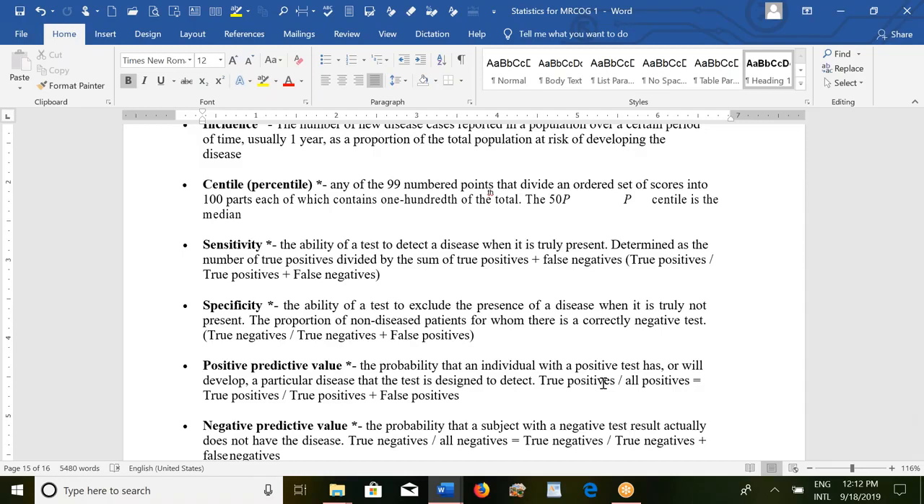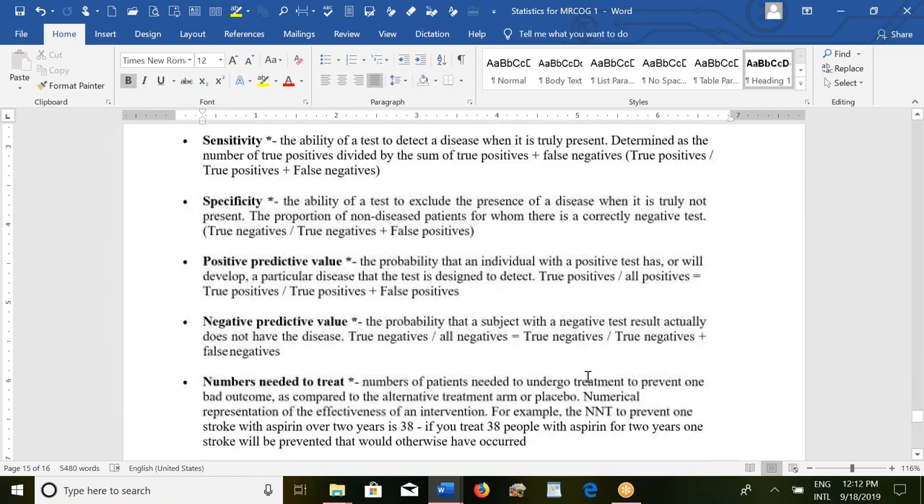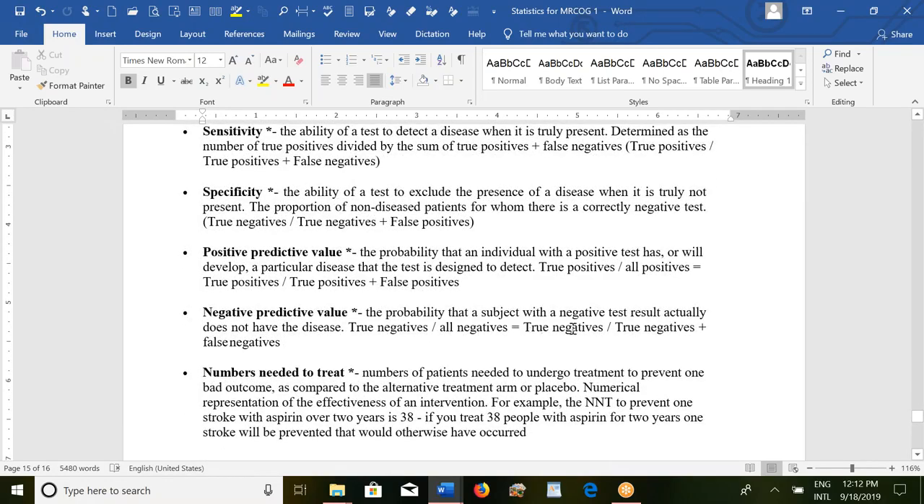And then what is the negative predictive value? The probability that a patient with a negative test result actually doesn't have the disease. So it means true negatives divided by all negatives. So it can also be described as true negatives divided by true negatives plus false negatives.